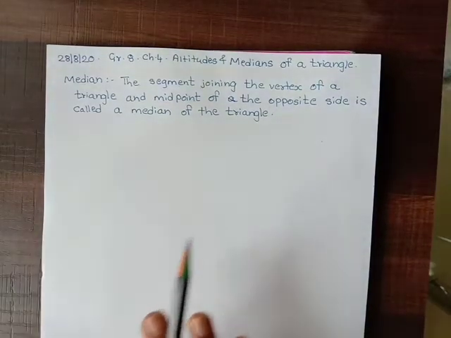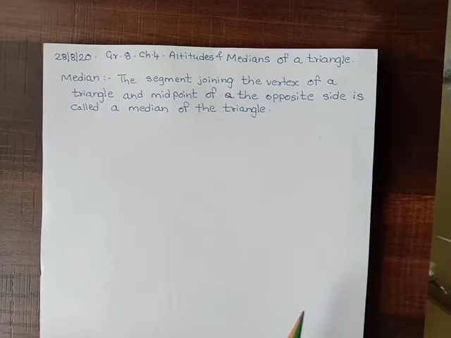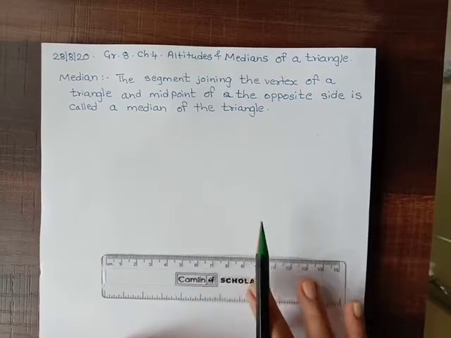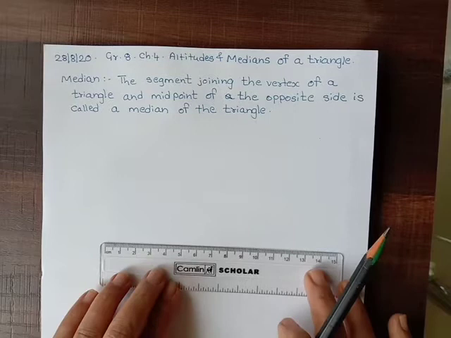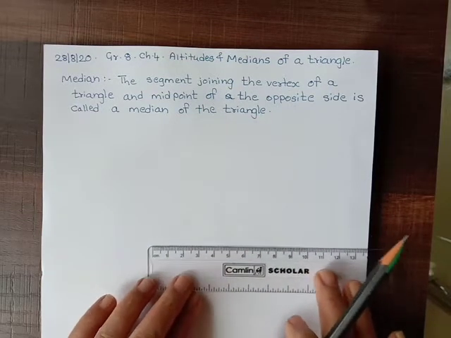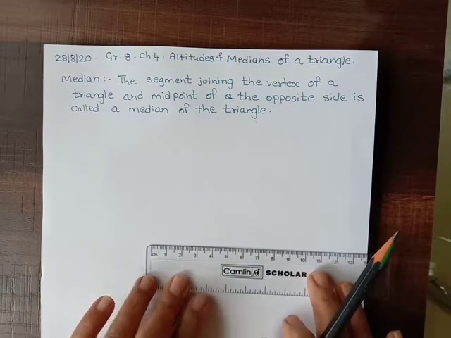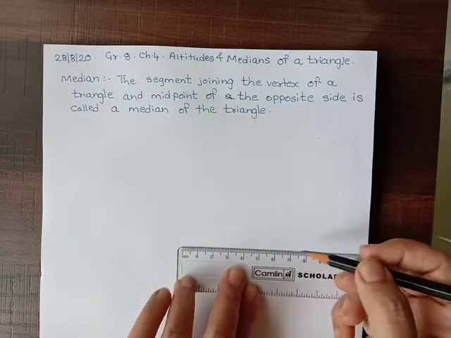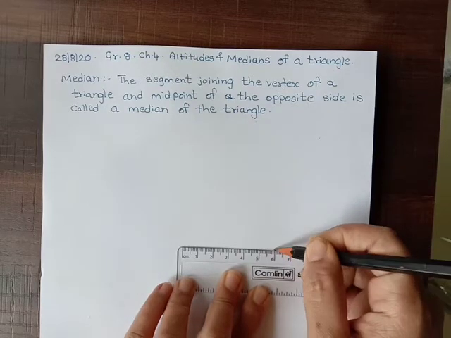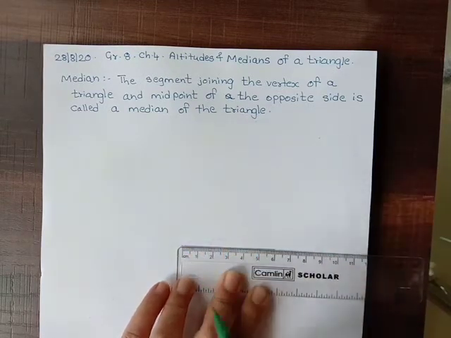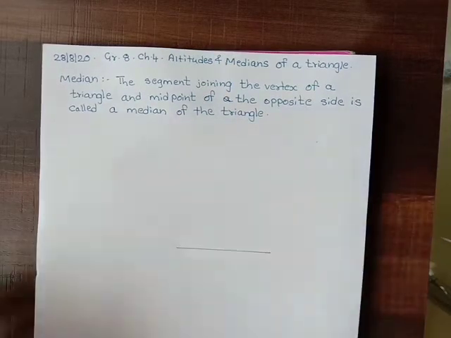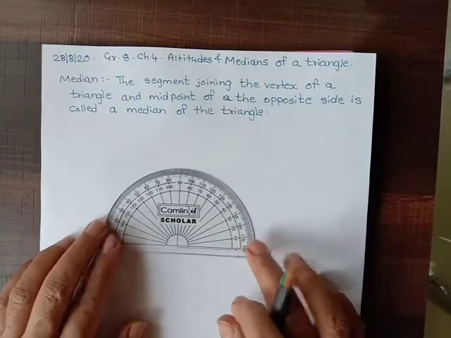So let us draw first. Last time we have taken an acute angle triangle. This time we will take an obtuse angle triangle. So let's draw an obtuse angle triangle first. So base I am taking 6 centimeters. Now obtuse means more than 90. One angle should be more than 90 degrees.